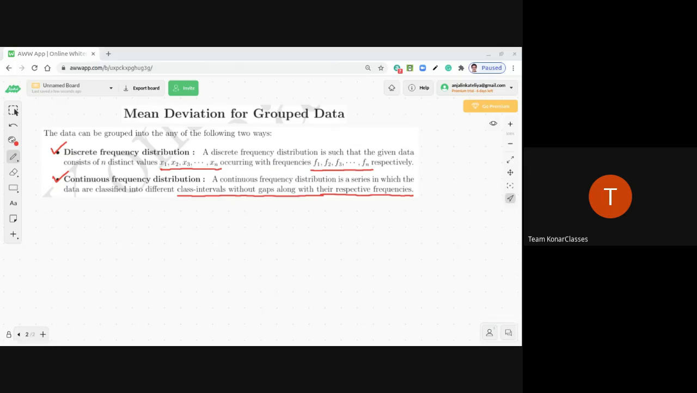So what is mean deviation about a discrete frequency distribution? Let us first explore this. It is quite simple, dear students, not at all difficult. You will find it very simple after this class. You need to practice well, and for that, on our Konar classes platform, there are DPPs. Follow those DPPs and it will be absolutely fine.